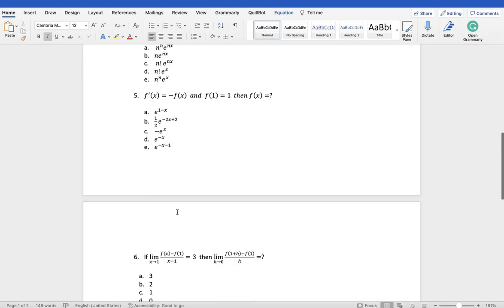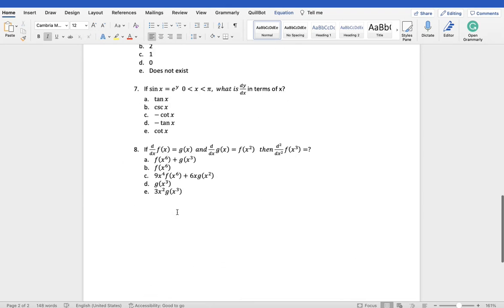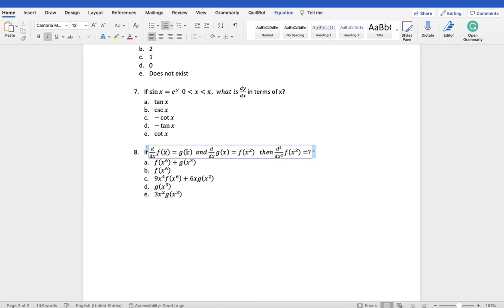The one that I found particularly challenging was the last one here, where you're given that the derivative of f of x is equal to g of x, and the derivative of g of x is equal to f squared of x, right? And now you're asked to find the second derivative of f of x cubed, right?